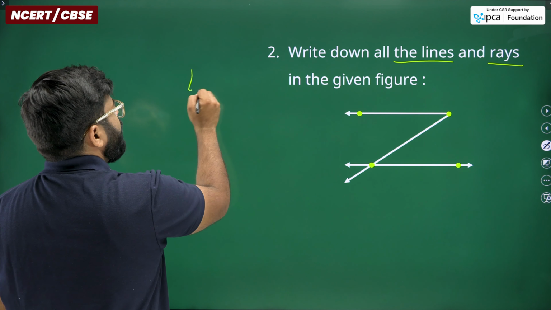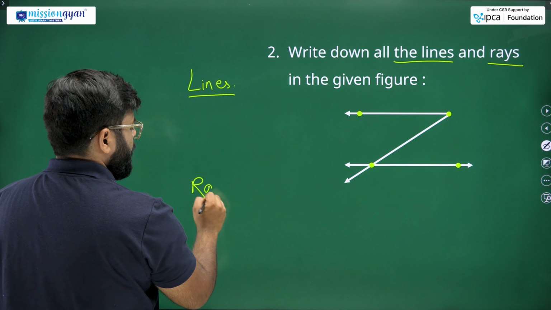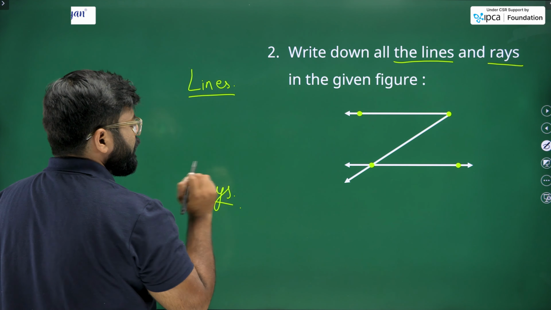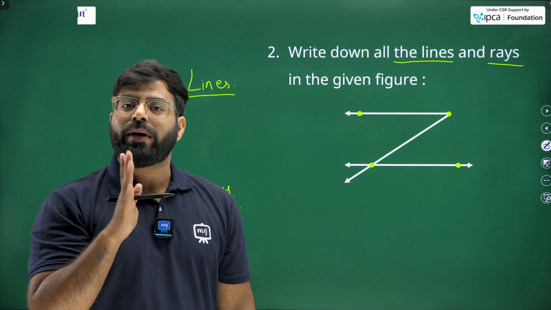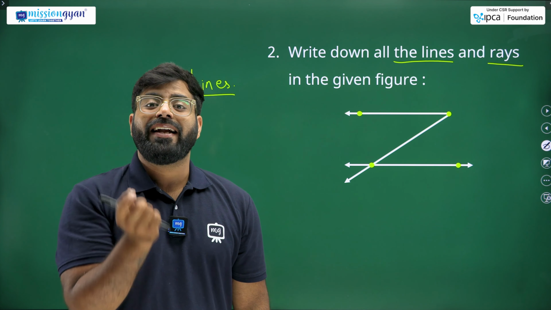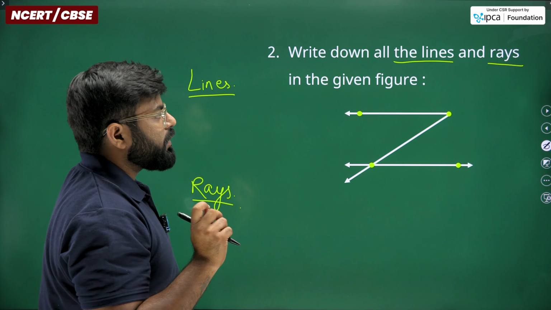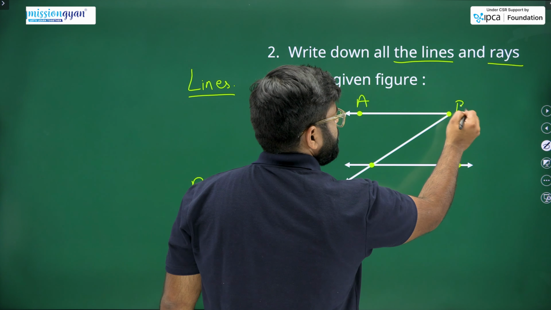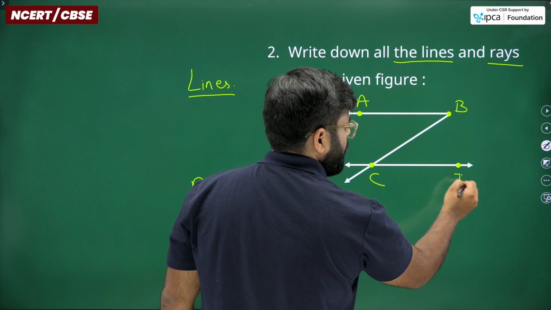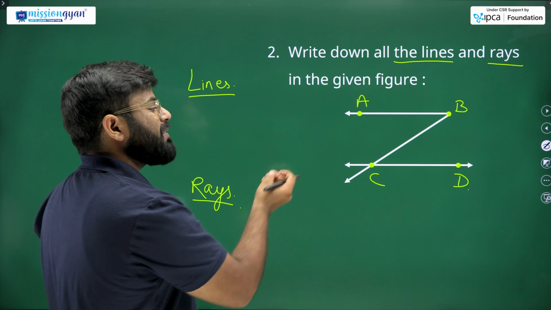So basically you have to write the lines and you have to name the rays also. Understood? We know that a line has no endpoint, and a ray has one endpoint and it extends endlessly in the other direction. So let's start with the line first. Let me tell you some points. This is A, this is B, this is C and this is D, because we have to give names to the points. So I've given A, B, C and D.